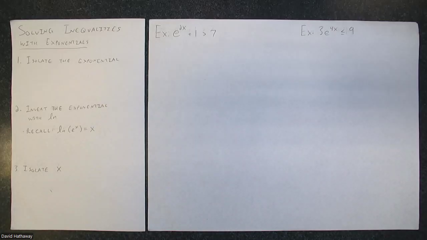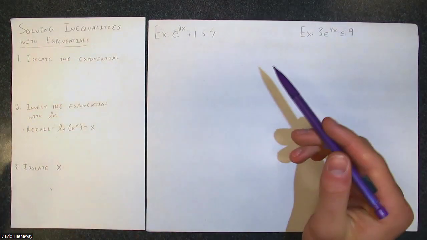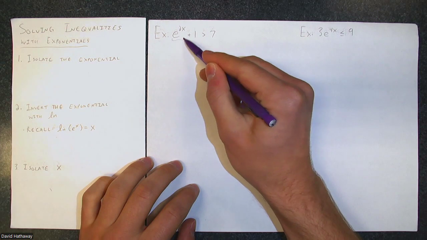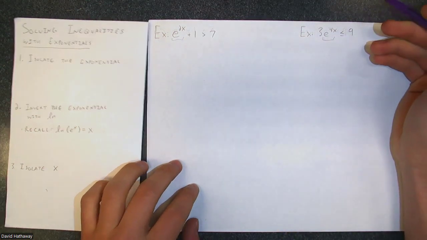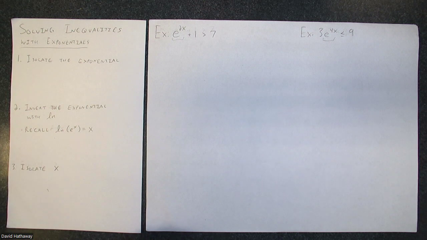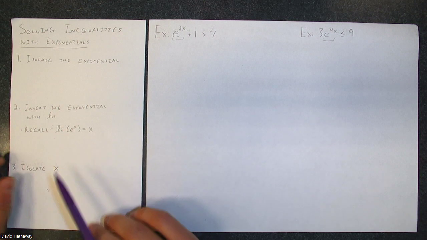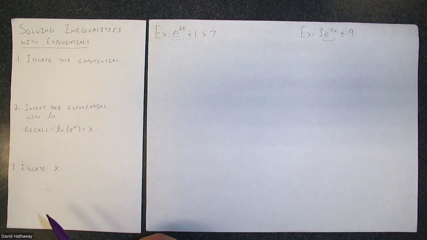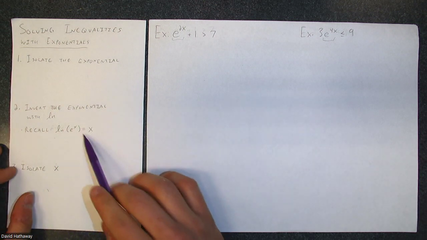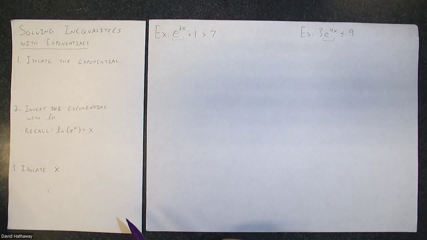When we're solving inequalities with exponentials, the first thing we want to do is isolate our exponential. What do I mean by that? I mean this term here wants to be by itself on one side of the equation. Once we have that, we can move on to step 2, where we invert that exponential with ln, because as we recall, ln of e to the x is just x. Once we have our inequality in terms of just x, we can isolate x and find our answer.